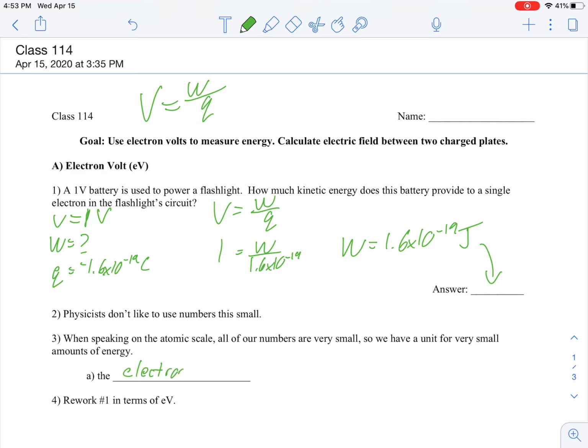Electron volt, abbreviated lowercase e, capital V. Okay, what is an electron volt exactly? I'm going to write this down here. 1 electron volt equals energy gained by 1 electron, or 1 elementary charge, in 1 volt.